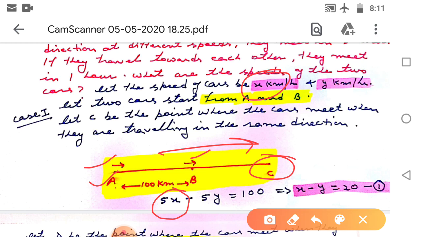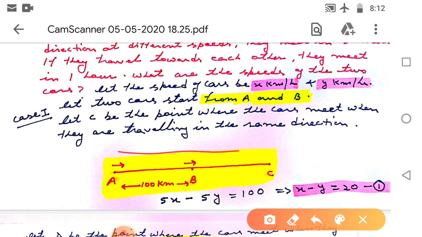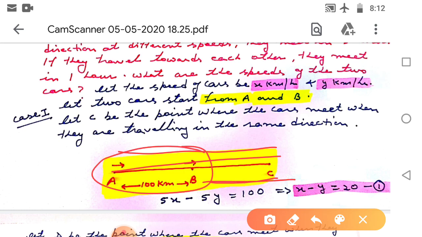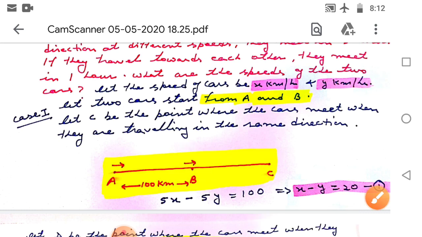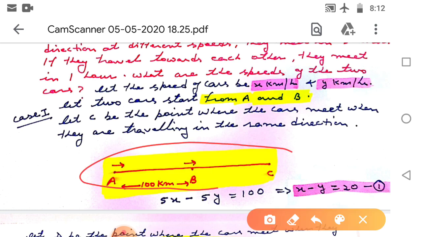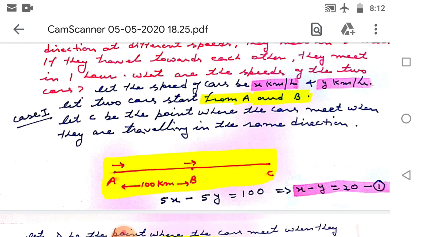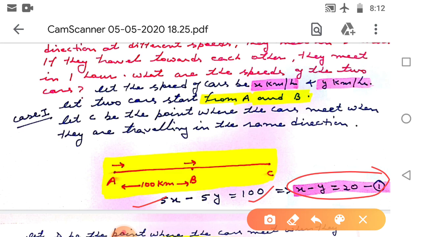Distance is equal to speed into time. In car B, speed is y kilometers per hour. Time taken is 5 hours. So distance covered is 5y. So look here, A to C 5x, B to C 5y. So equation 1: AC minus BC is equal to AB. So 5x minus 5y is equal to 100 and finally x minus y is equal to 20. This is our first equation.